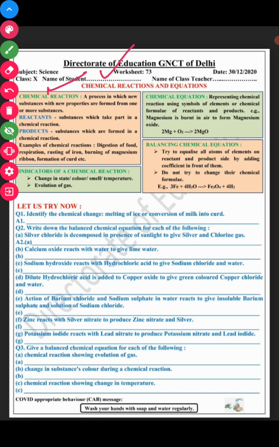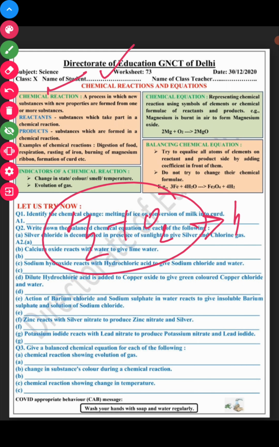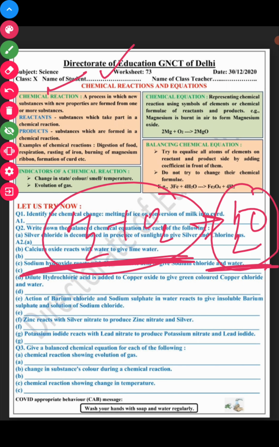If we take the example of these two reactants, when they combine to form water as a product, the properties of these two are completely different from this. So the process in which a new substance is formed which has new properties is called a chemical reaction. These are called reactants, this is the product. Digestion of food, rusting of iron, respiration, burning of magnesium ribbon, they all are chemical reactions.